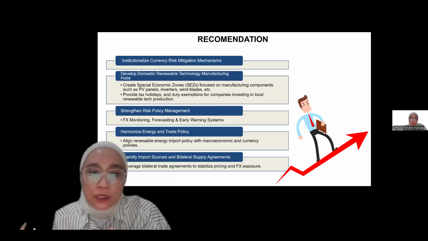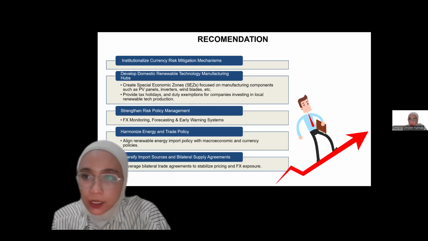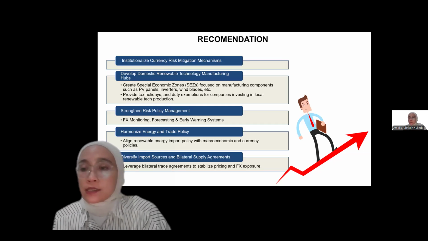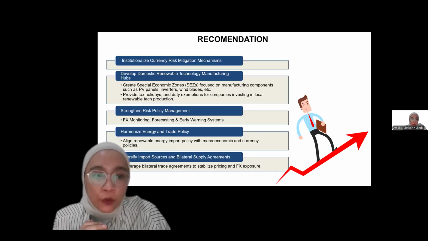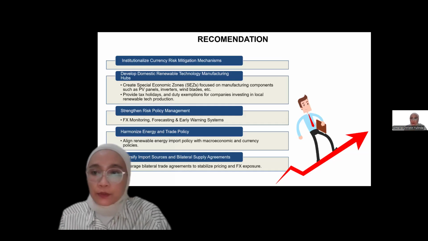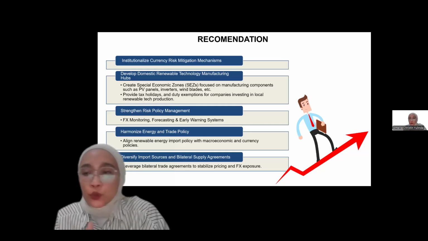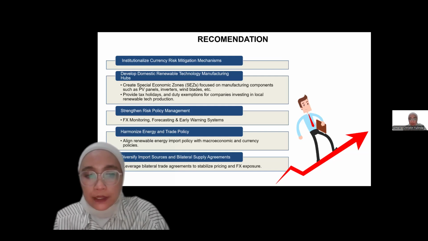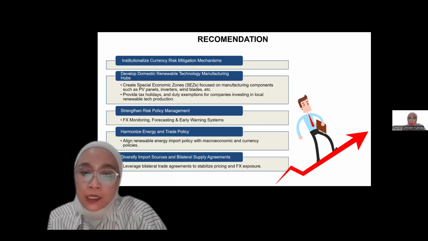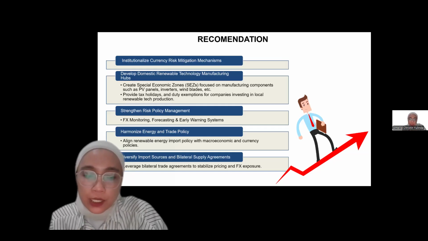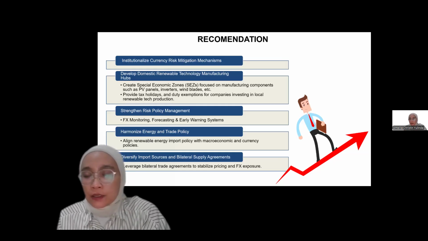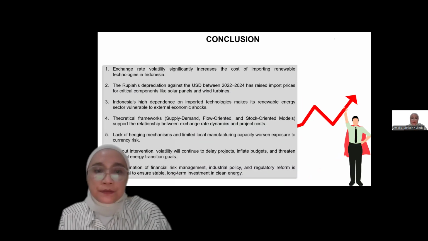And then strengthen risk policy management, applying strong risk mitigation policy like FX monitoring, forecasting, and an early warning system. And then the fourth, harmonize energy and trade policy, meaning aligning renewable energy import policy with macroeconomic and currency policies. And the last, diversify import sources and bilateral supply agreements. It means we have to leverage bilateral trade agreements to stabilize price and exchange rate exposure.